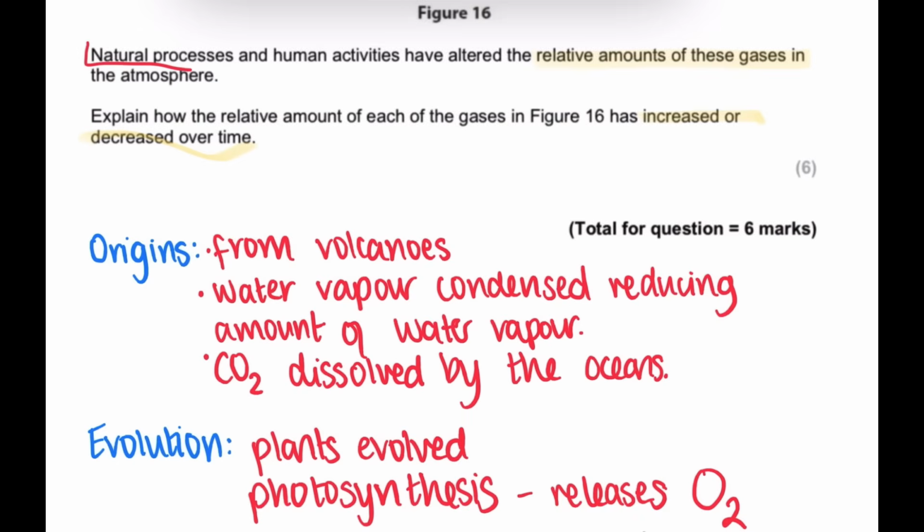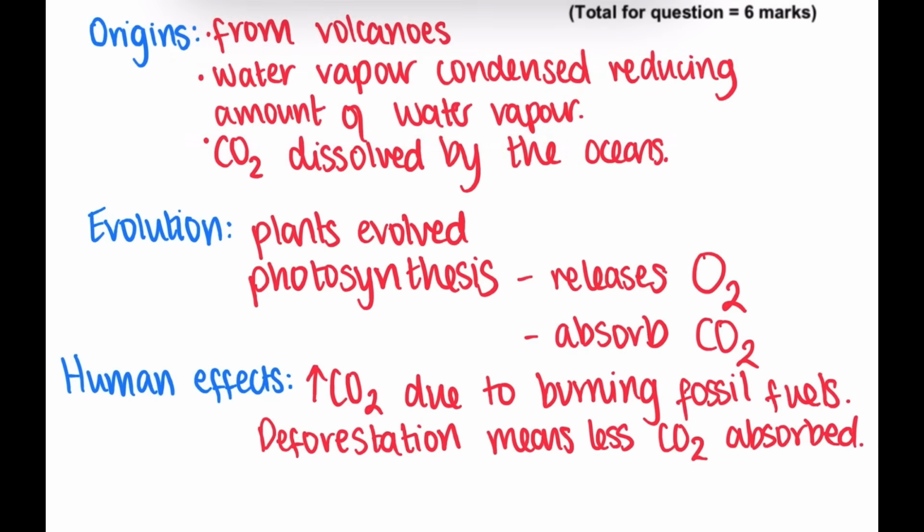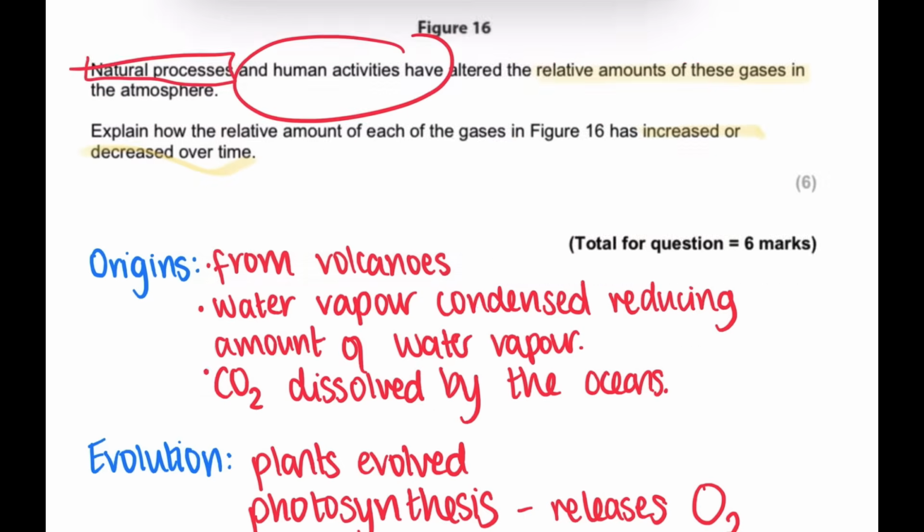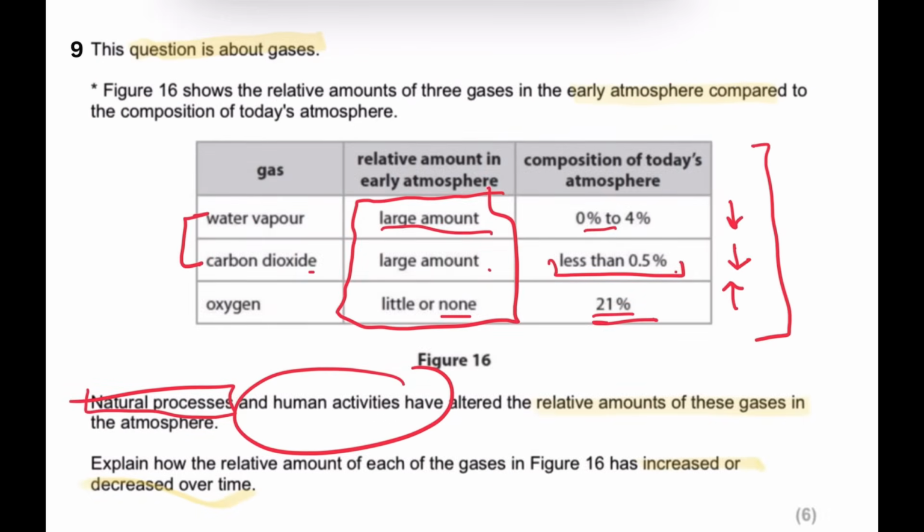Now that we have gone through natural processes, what they want is human activities. With human activities, we can say that the amount of carbon dioxide in recent times has increased. This is due to burning fossil fuels, and the amount of carbon dioxide in recent time also increases due to agriculture. However, deforestation does mean that less carbon dioxide is absorbed, and also reforestation, which is a very recent thing where we start to plant more, means that more oxygen is going to be produced. And this is why.